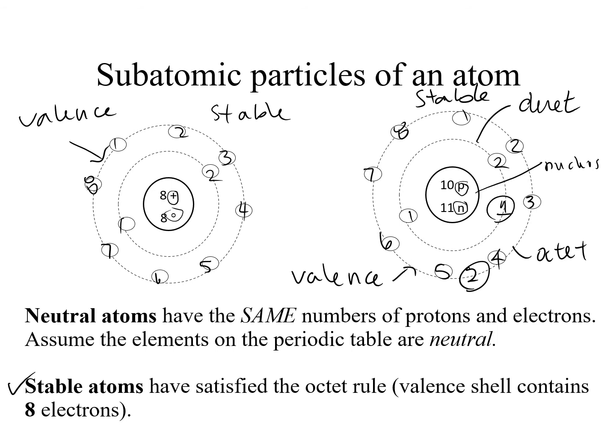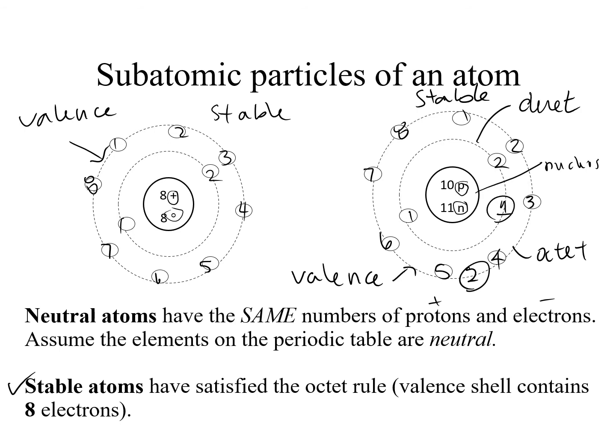Let's now talk about the word neutral. Neutral atoms are those that have the same numbers of protons and electrons. Remember that protons carry what charge? Positive. And electrons carry what charge? Negative. So we're going to assume that all of the elements on the periodic table are in fact neutral.